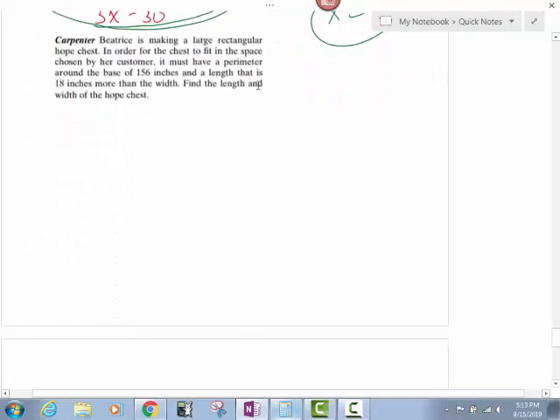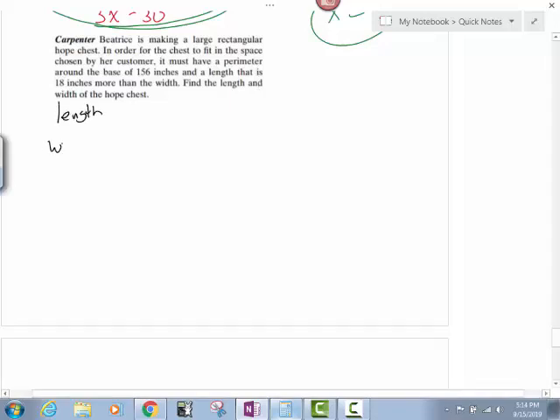Let's try the next one. I think it looks kind of similar. It says, Beatrice is making a large rectangular hope chest. In order for the chest to fit in the space chosen by her customer, it must have a perimeter around the base of 156 inches and a length that is 18 inches more than the width. Find the length and the width of the hope chest. Okay, so this is very similar to the one we just did.